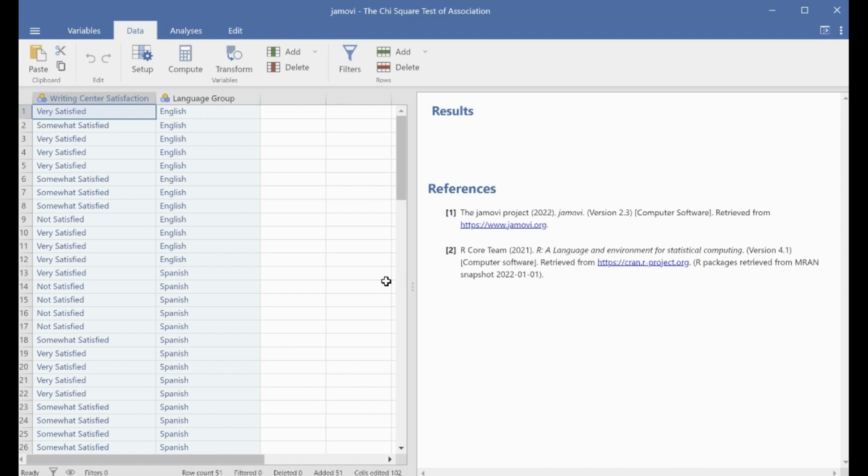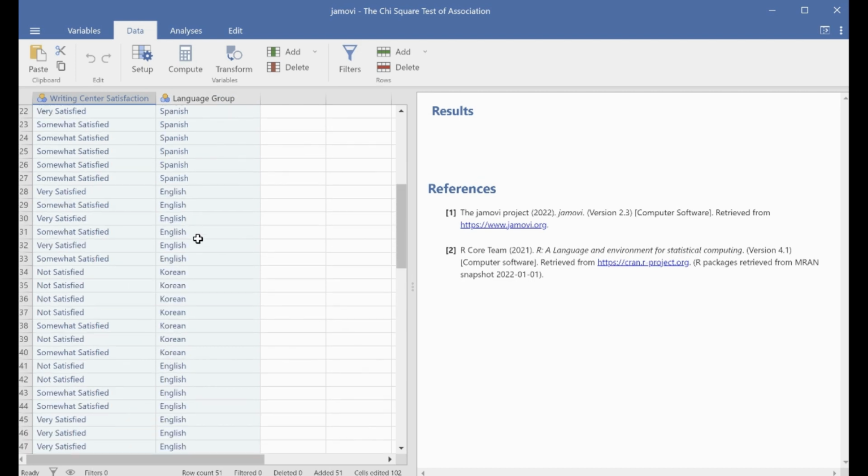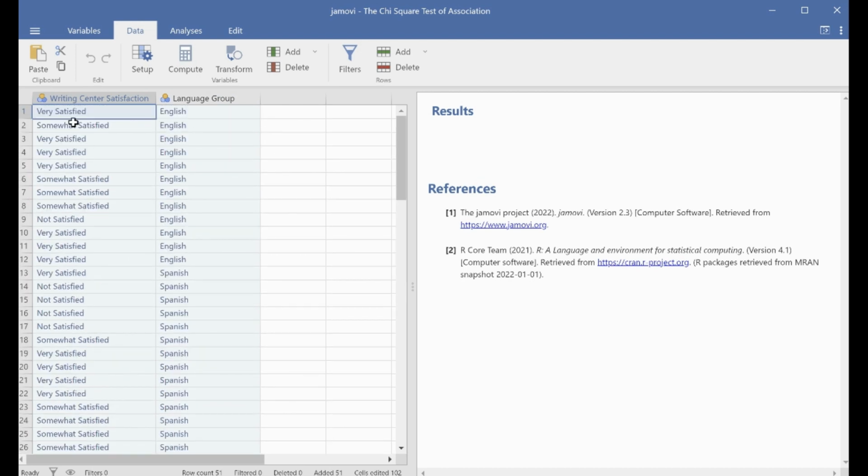As you can see, I've opened up JAMOVI, and we're on the data page. I have here two variables. One variable is writing center satisfaction or tutoring satisfaction, and the other is language group. As you can see, both of these are nominal variables, and both have 3 levels: English, Spanish, and Korean for the language group, and very satisfied, somewhat satisfied, and not satisfied for the tutoring level.